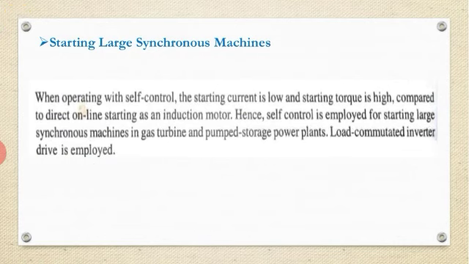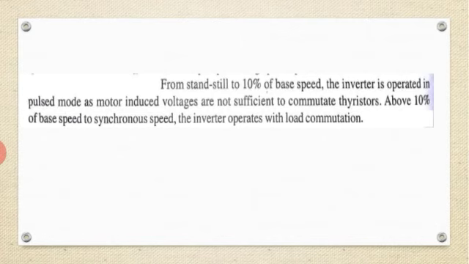From standstill to 10% of base speed, the inverter is operated in pulsed mode, as the motor-induced voltages are not sufficient to commute the thyristor. So the first range is standstill to 10% of base speed. The induced voltage is not sufficient to commute the thyristor, hence we are going for pulsed mode.